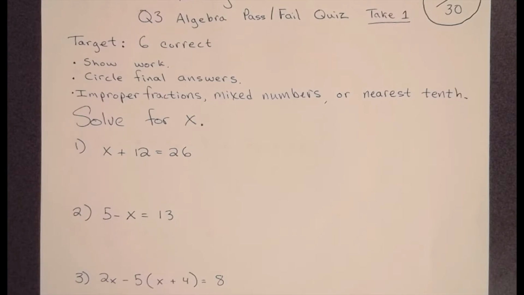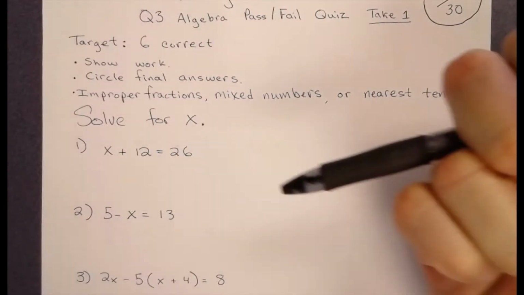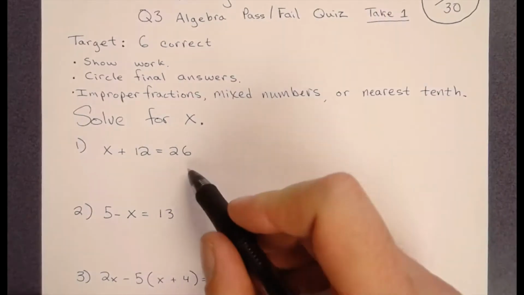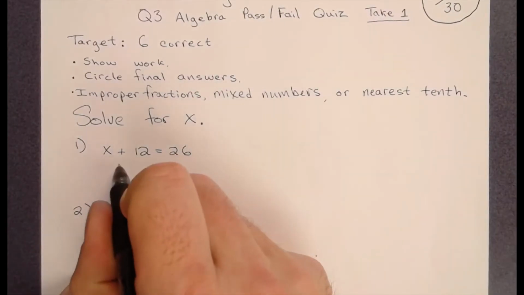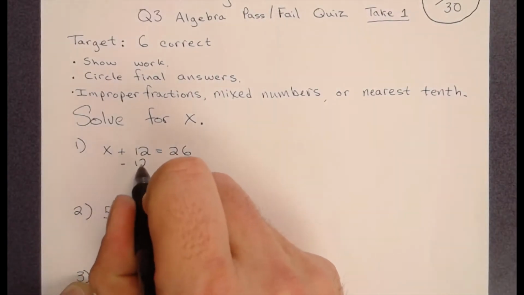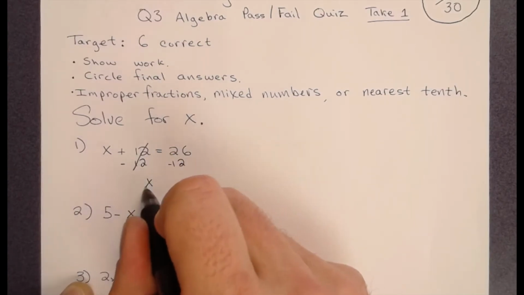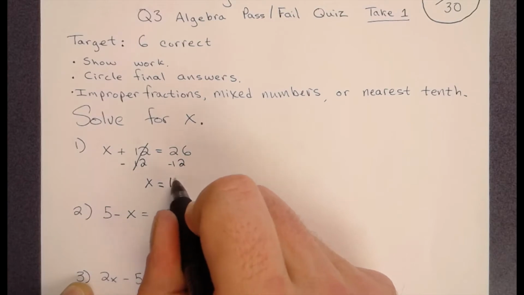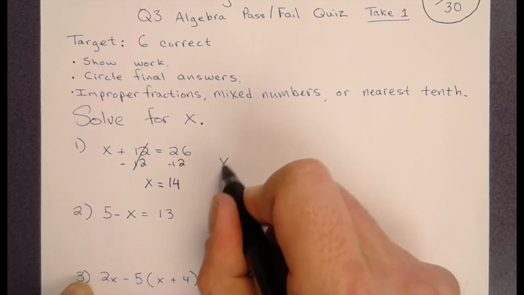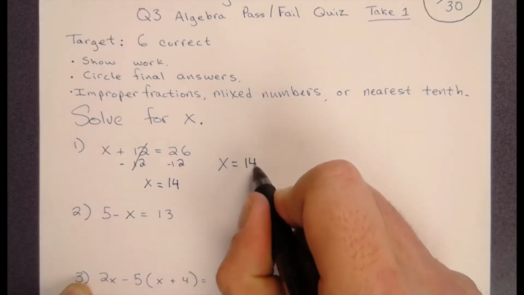Alright, so we're going to take a look at the Algebra Pass-Fail quiz from Q3. It's very similar to Q4, just change the numbers around a little bit. In this first problem, x is attached to a positive 12, so to bring it to the other side of the equal sign, we will subtract 12 from both sides.